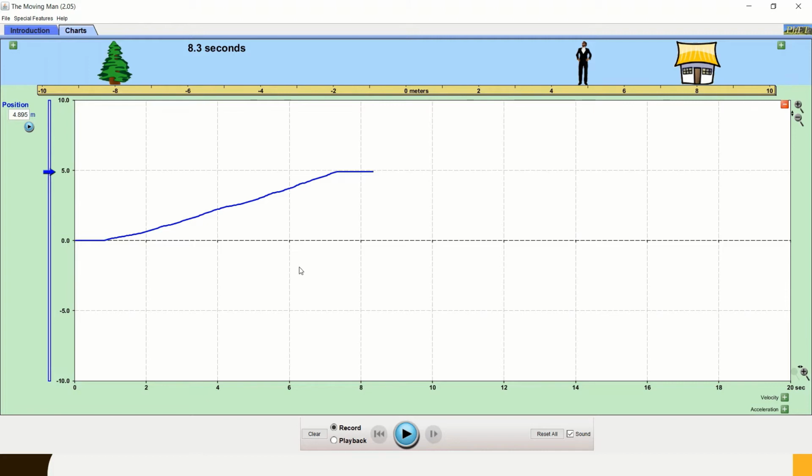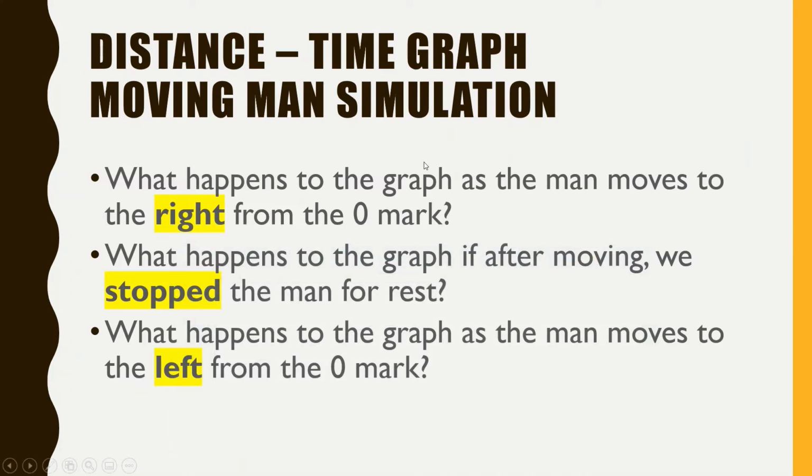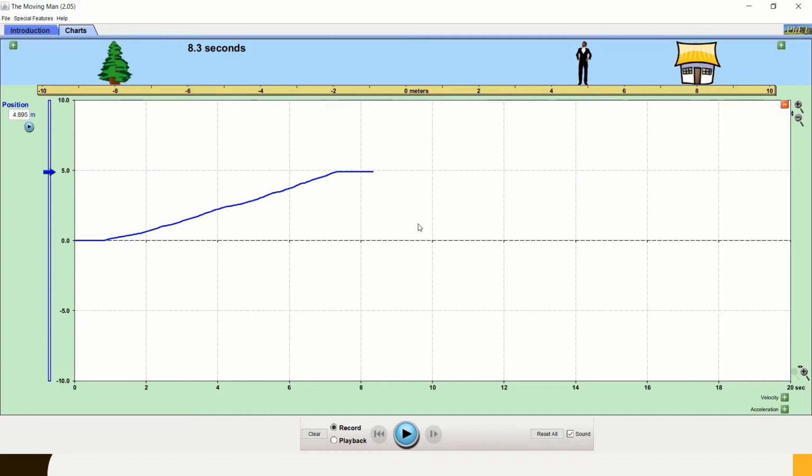The next question that we have, if we go back to the next question, ang sabi is, what happens to the graph if after moving, we stop the man for rest? So, ipapatigil lang daw natin yung man. So, let's play this. Ayan. So, you can see that the graph is a horizontal line.